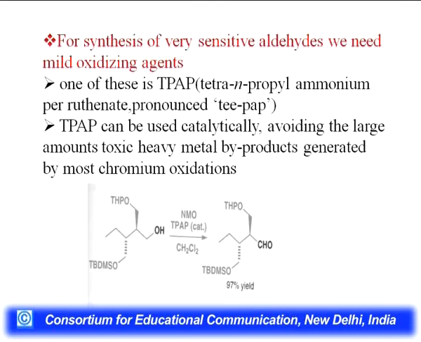For synthesis of very sensitive aldehydes, we need a very mild oxidizing agent. One of these mild oxidizing agents is TPAP. What is that? It is tetra-n-propylammonium perruthenate, which is pronounced as TPAP. TPAP can be used catalytically, avoiding the large amounts of toxic heavy metal byproducts generated by most chromium oxidations, and you can see the example here and the yield is 97%.